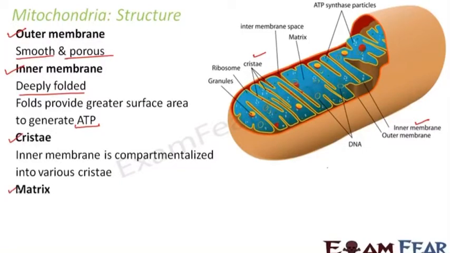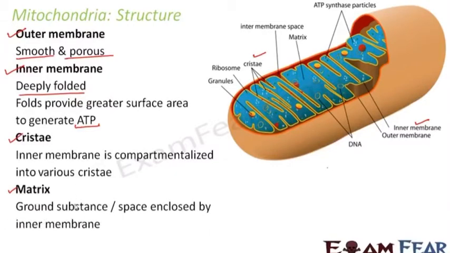Then we have matrix. What is matrix? It is the ground substance or space enclosed by the inner membrane. So this region has got matrix. So this is matrix, that means the region enclosed by the inner membrane.